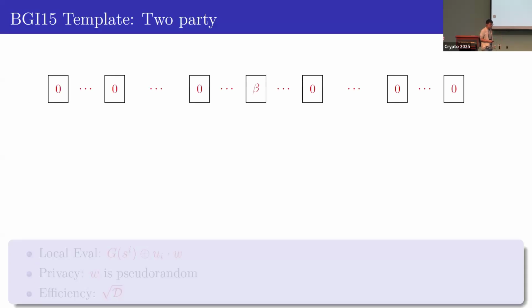For the rest of the talk, let me give you a very high-level overview of how we construct our construction. In order to know how we construct it, it is instructive to look at how BGI-15 gave their construction. And it's even instructive to start with the two-party case. Remember, we're trying to get a function secret sharing for the point function, where the truth table is something that is zero everywhere except for one special location.